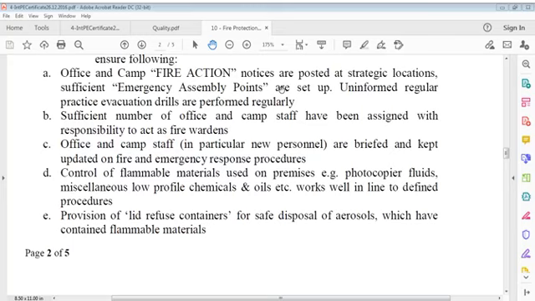Control of flammable materials used on premises, namely photocopier fluids, miscellaneous low profile chemicals and oils, etc., works well in line with defined procedure. Provision of lidded refuse containers for safe disposal of aerosols which have contained flammable materials.